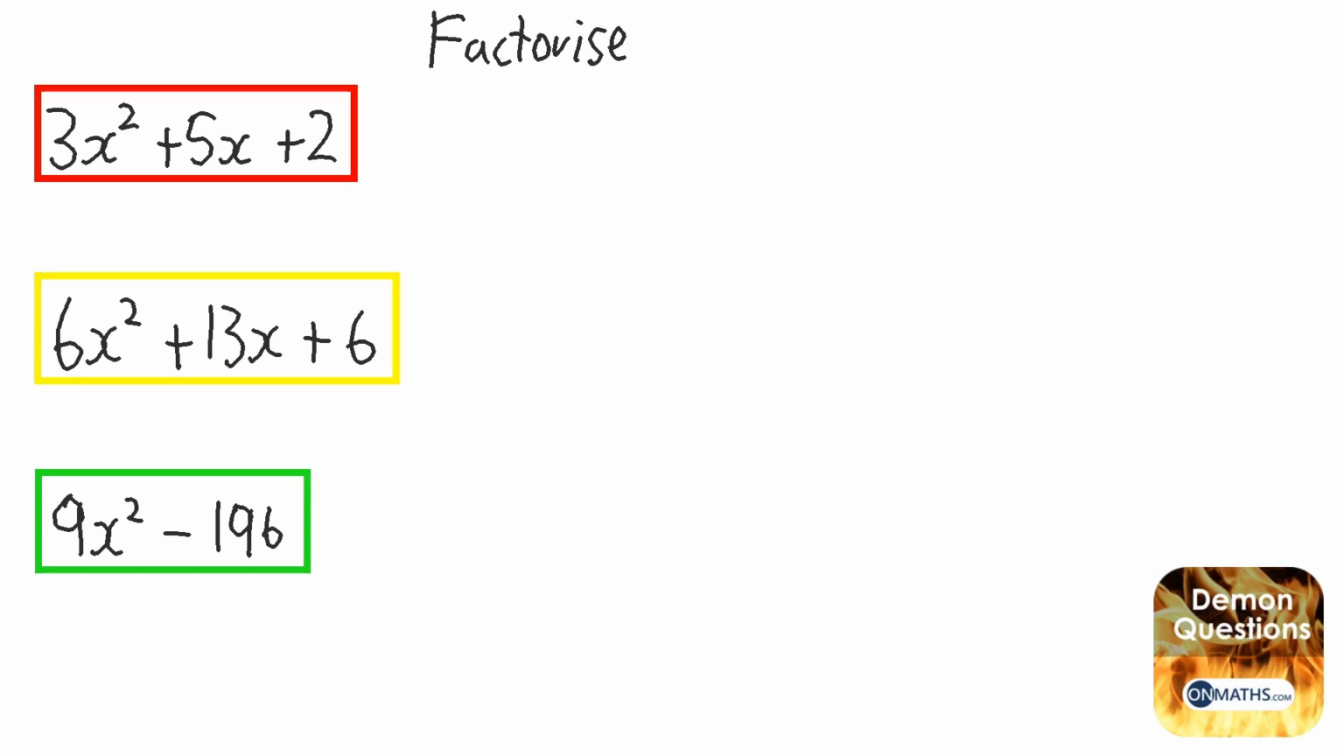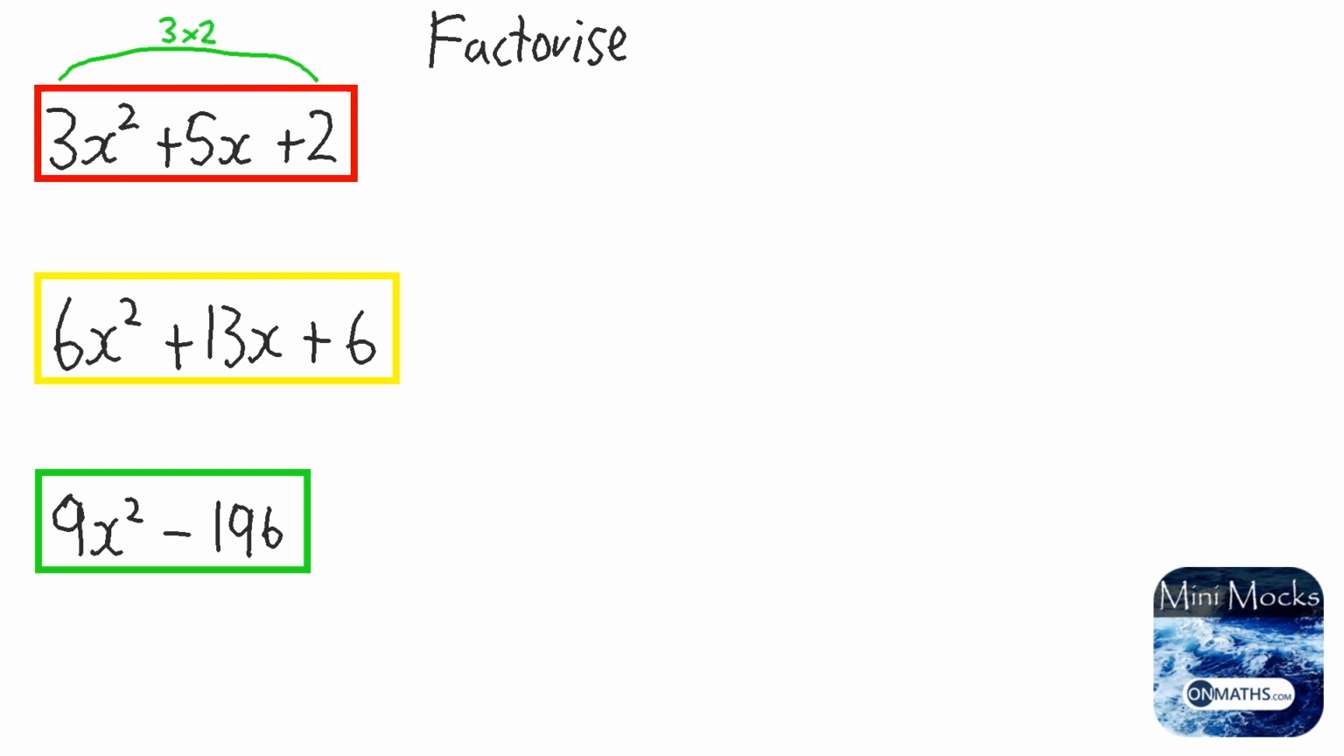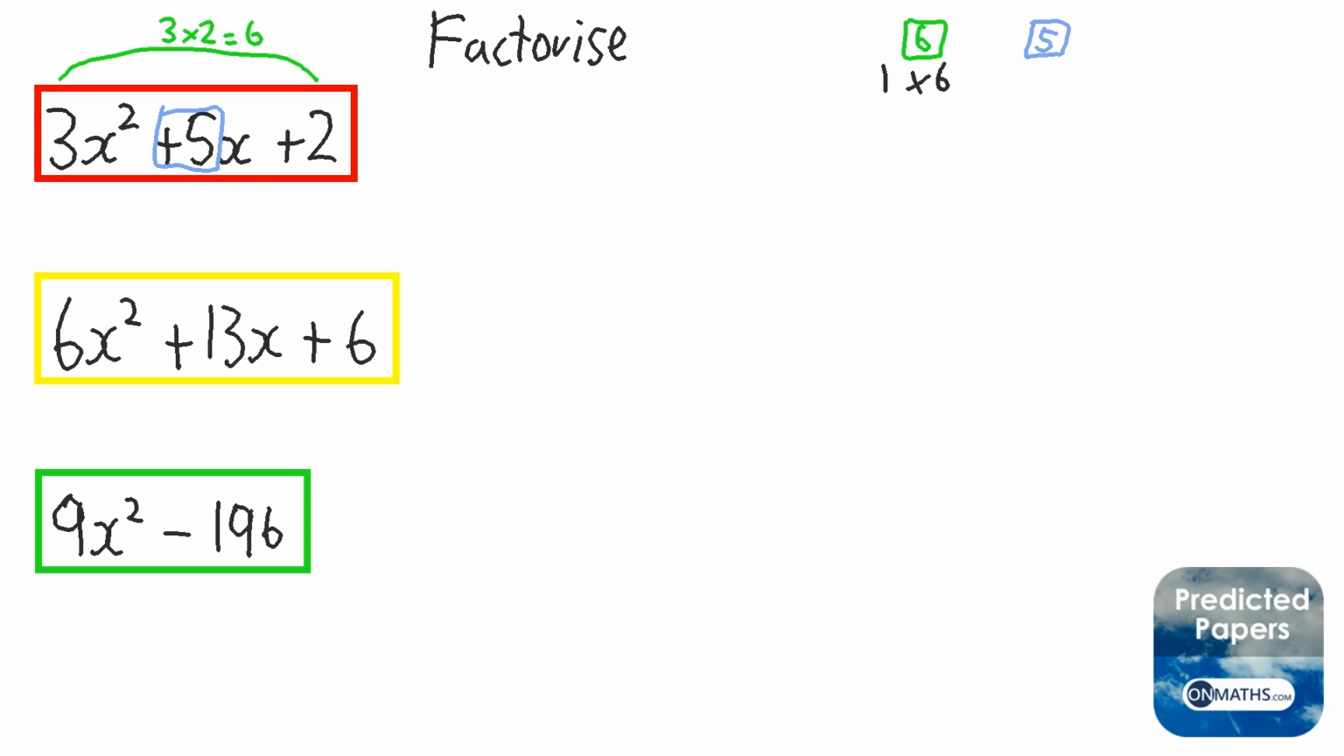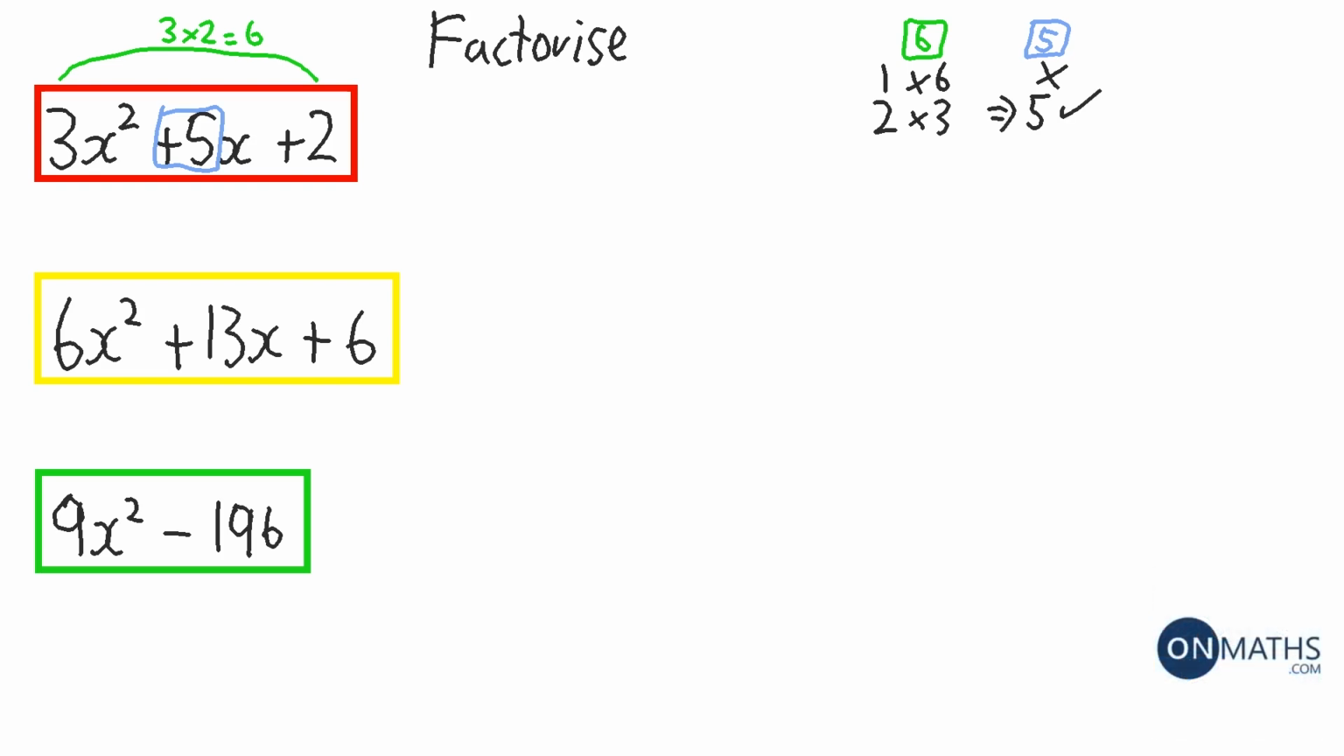Okay, so to do this question, we want to times these two together first. So 3 times 2, which is 6. And that's going to be our target product. And then we're going to grab this number here, and that's going to be our target sum. So we need two numbers that times together to make 6 and add together to make 5. So 1 times 6 adds together to make 7. 2 times 3 adds together to make 5. So we know that that's the right one.